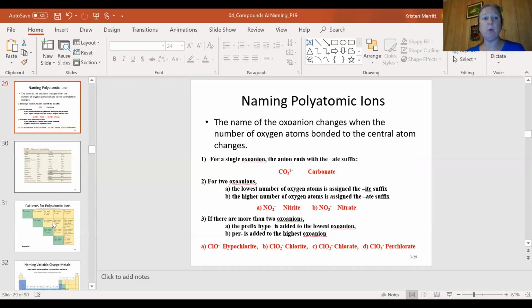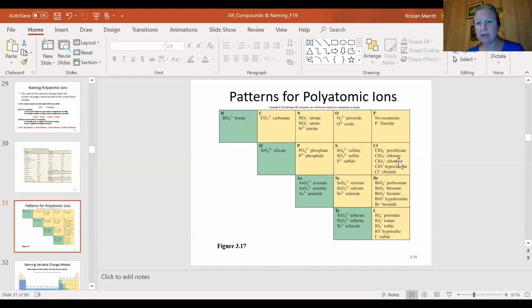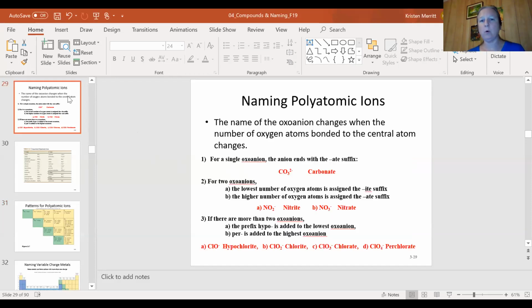So you need to memorize the ATE version. And the little video I'm going to show you will give you a trick to remember that. So your ATE, sulfate, chlorate, nitrate, that's your core form. So I'm going to go to the whiteboard.